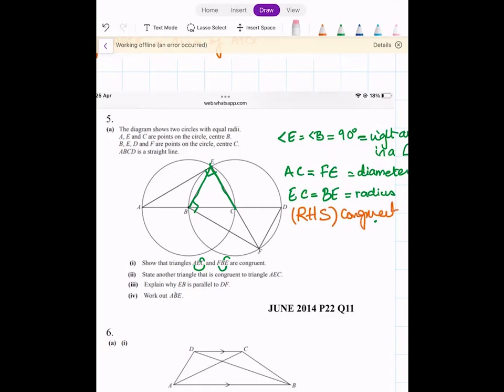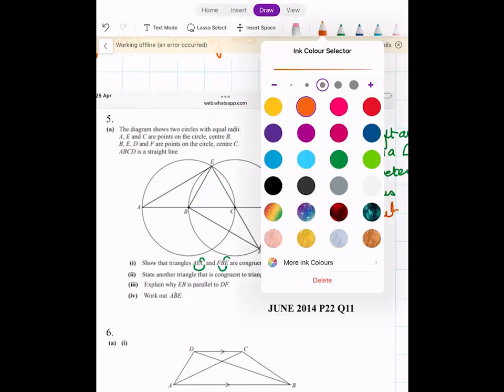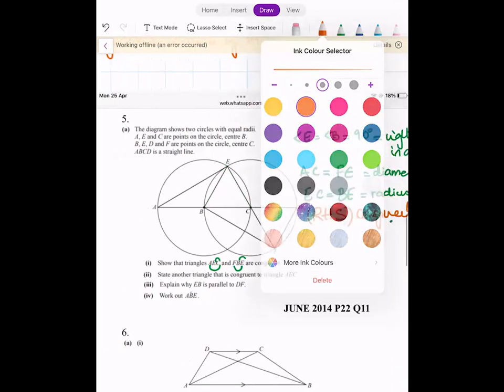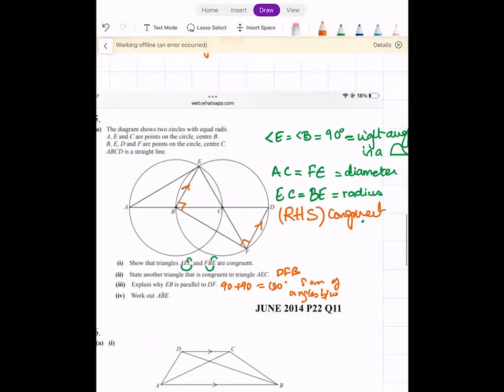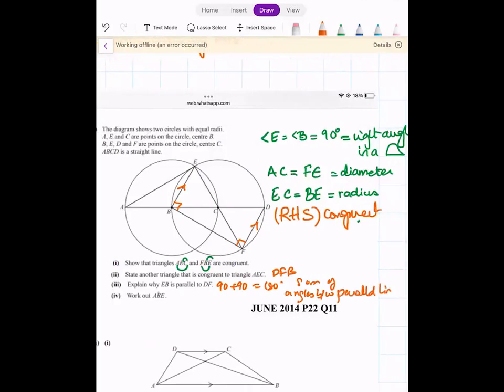State another triangle which is congruent to AEC. AEC के another triangle congruent is going to be DFB because that's another right angle triangle. Explain why EB is parallel to DF because these both angles are 90 degrees. So 90 plus 90 is equal to 180. Sum of angles between parallel lines is 180.